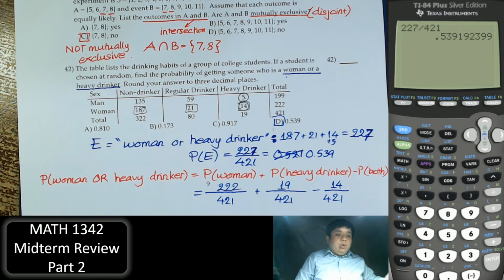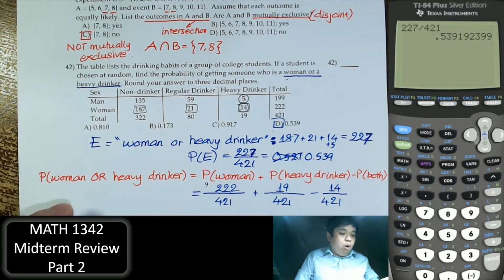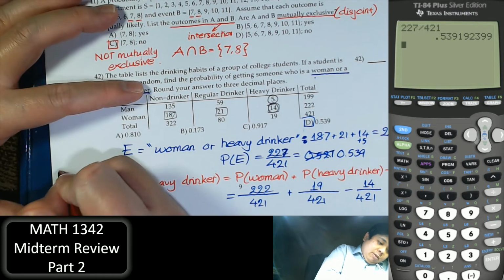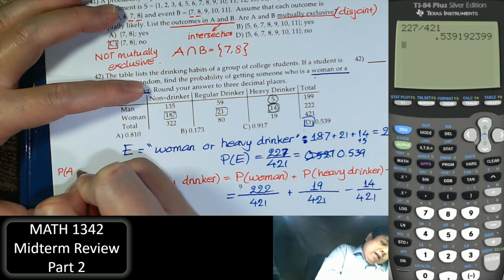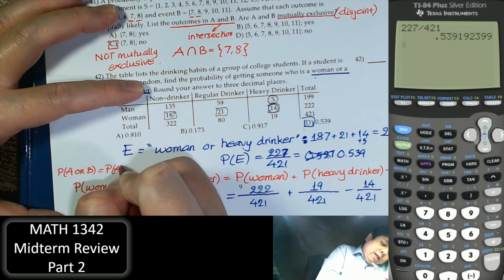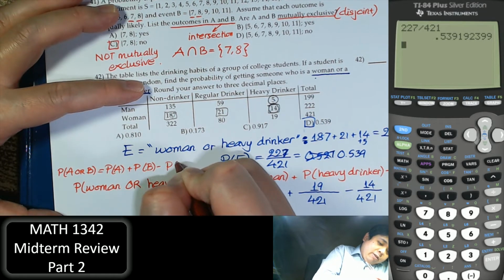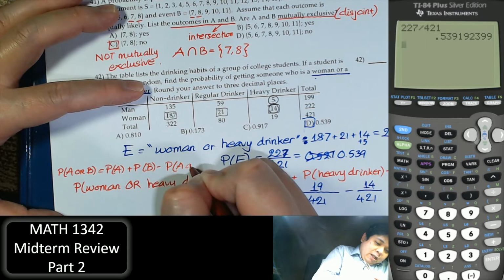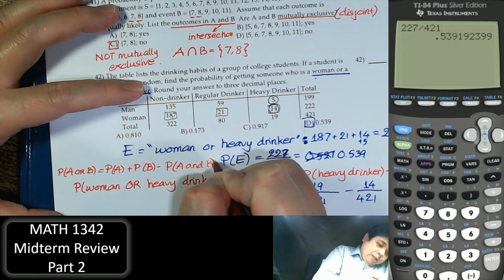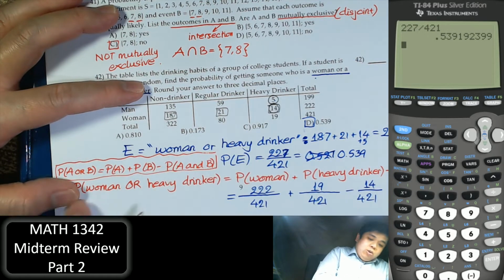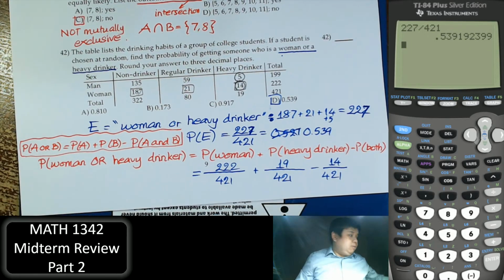Right. So either we just count how many we have, or we use the formula, and the formula here is P of A or B equals P of A plus P of B minus P of A and B. So this is what we have.